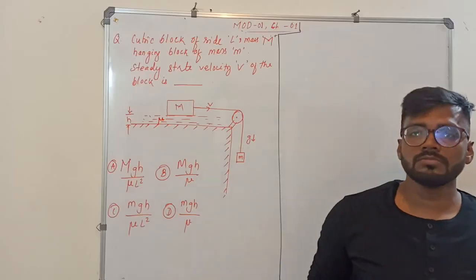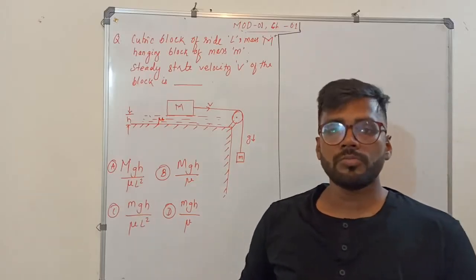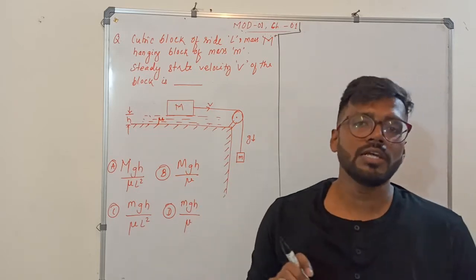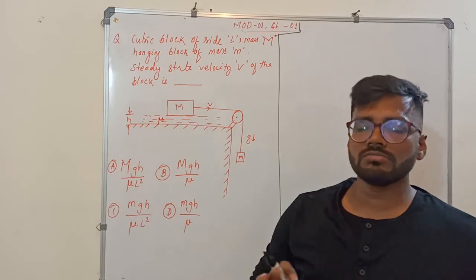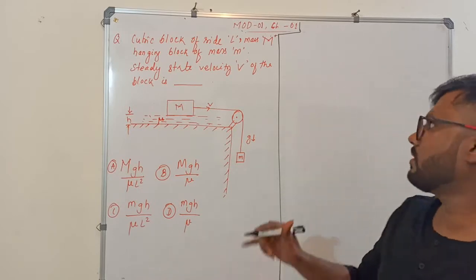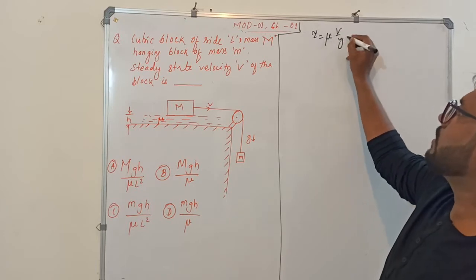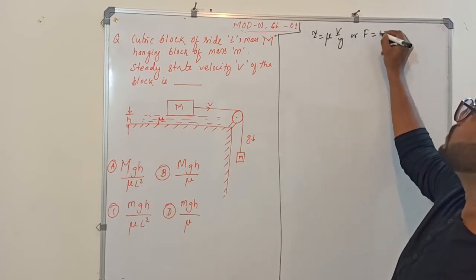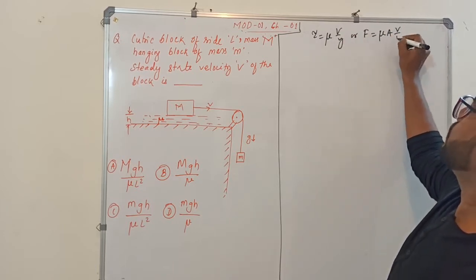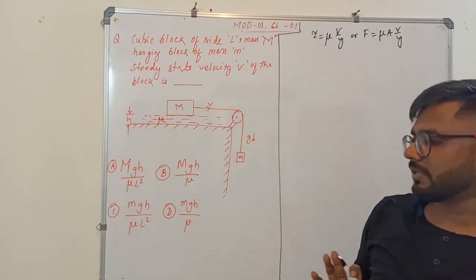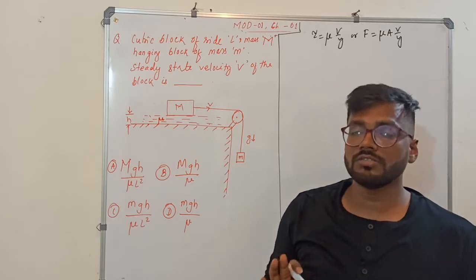Solve some problems. Okay, so now let's solve some problems related to Newton's law of viscosity, but I have taken some interesting problems only. Most of the problems you will get, put in the formula, get the answer. You know our formula. What is our formula? Tau is equal to mu v by y, or F is equal to mu A v by y. Mostly, these are the formulas with respect to Newton's law of viscosity we'll be using.